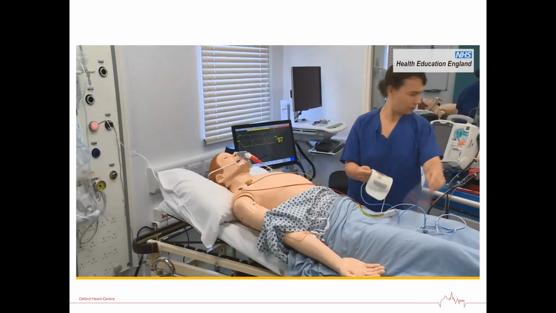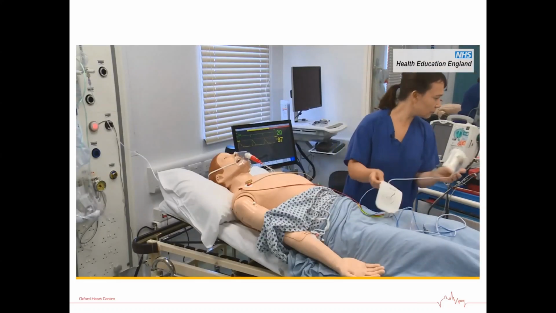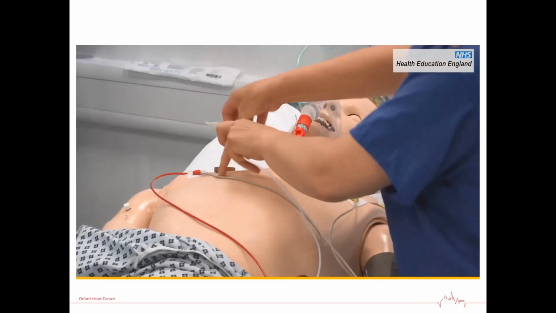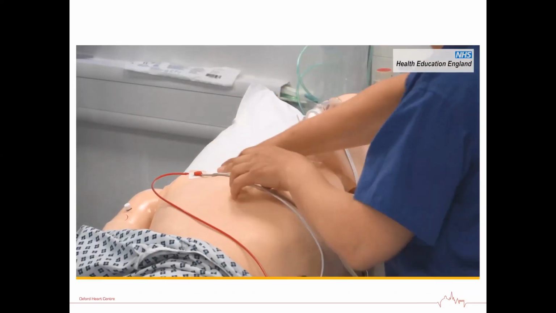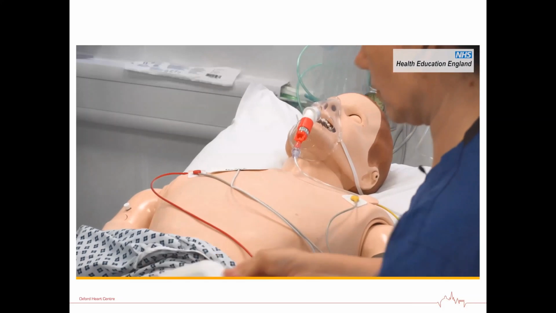That is vital in the case of pacing, because the pads cannot pace and monitor at the same time. So if you only apply the pads, you will not be able to use the pacing function on your defibrillator.